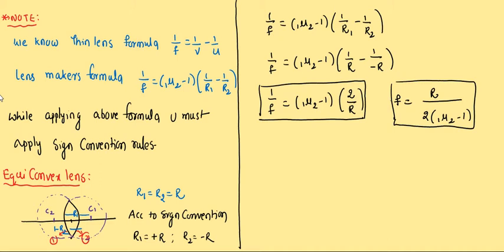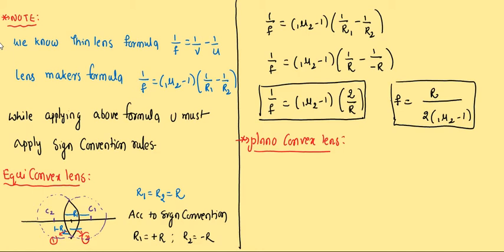This is for the equiconvex lens. Like this we have to apply. For example, if you go for the plano-convex lens, how will you get it? How to apply it for the plano-convex lens? This is the plano-convex lens.